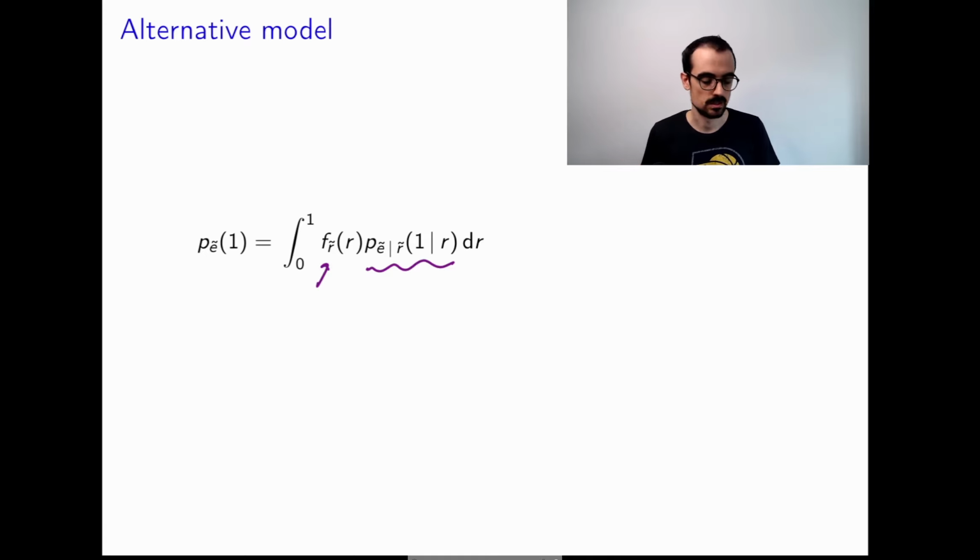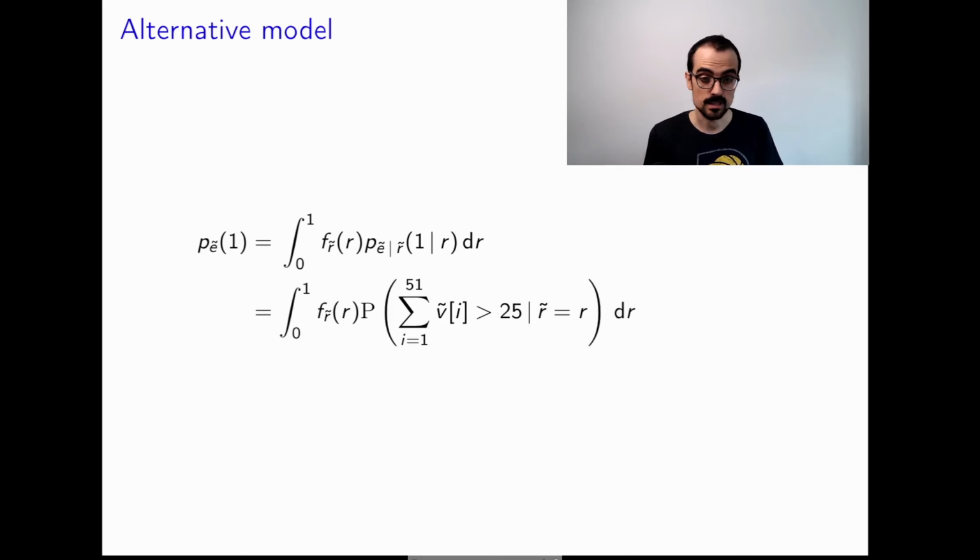Okay, so no surprise there. What is this equal to? This is the probability that the Republican candidate wins the election. We have to sum over all the states that they win and see if they're larger than 25, but we're conditioning on the rural turnout.